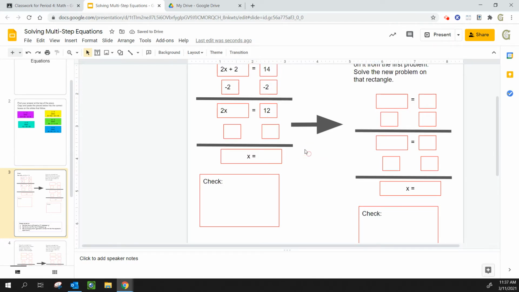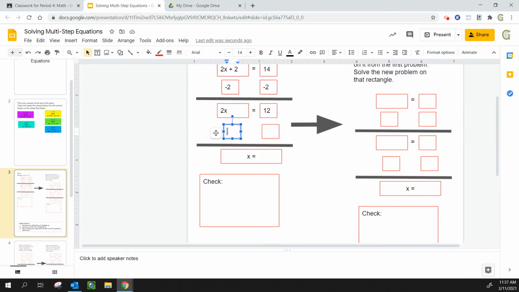Then the 2 and x, when they're sitting next to each other, chilling, that means multiply. So to fix multiply, you're going to divide. So I'll just use the slash that's by your right shift. So divide by 2. And we get that x, we think, equals 12 divided by 2, which is 6.